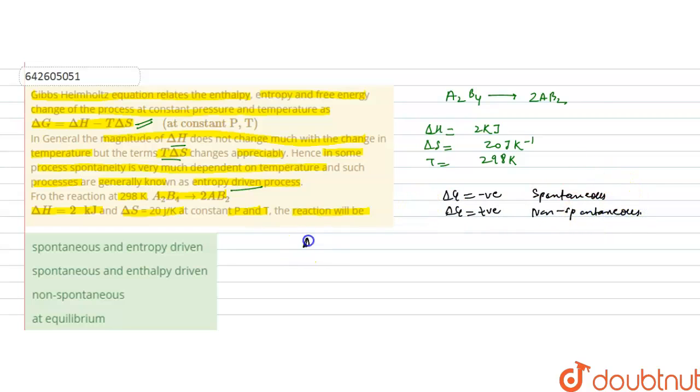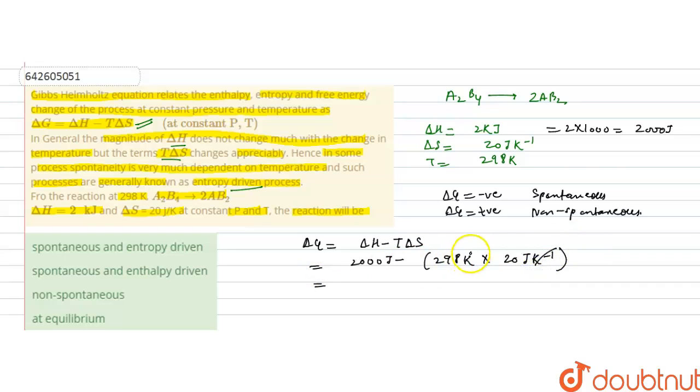Now if we calculate delta G, that will be calculated by Gibbs Helmholtz equation, that is delta G is equal to delta H minus T delta S. Now delta H is 2 kJ, so it will be 2 into 1000 joules. So it will be 2000 joules.